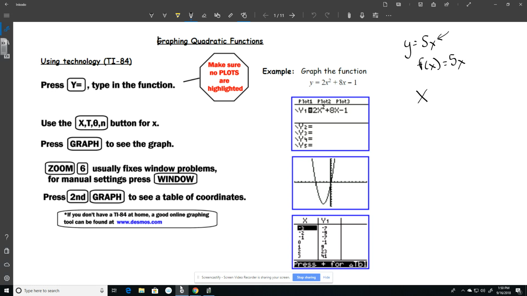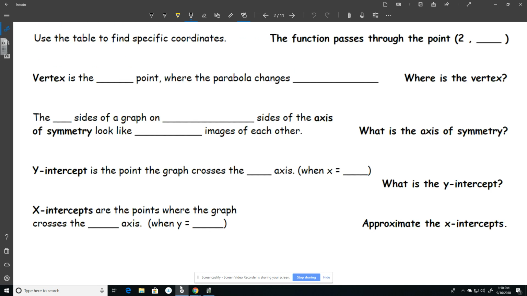If you don't have one and can't get one, if you go to this website right here, desmos.com, www.desmos.com, it gives you a really nice graphing calculator that is very similar to the TI-84. A lot of the buttons are the same. A lot of the things that you do use the same buttons. So for this class, I'm just going to show you how to use the TI-84, but know that you can use Desmos if you need to.